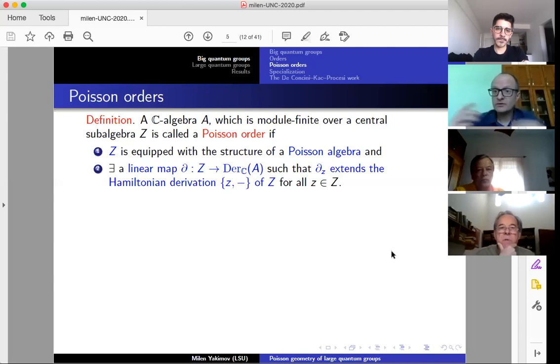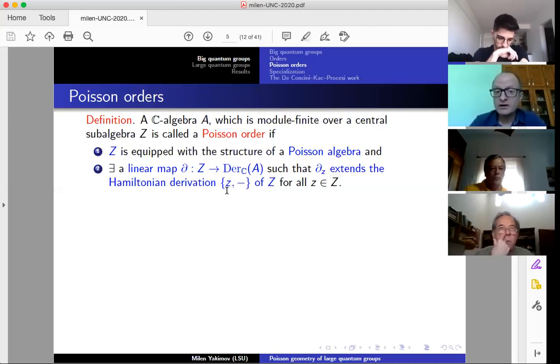So it has a Poisson bracket, meaning that it has this bracket that satisfies the Jacobi identity and the Leibniz identity. But furthermore, the punchline is that we have an ingredient that links the Poisson geometry of that Z to the irreducible representations of A. And it's a very simple ingredient.